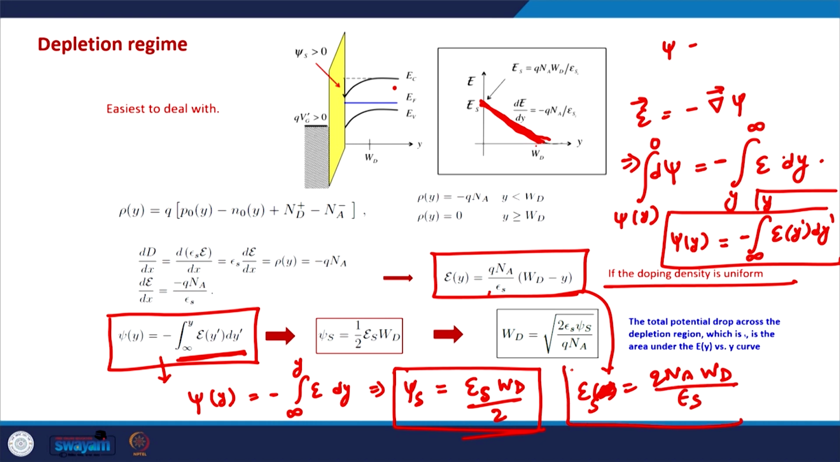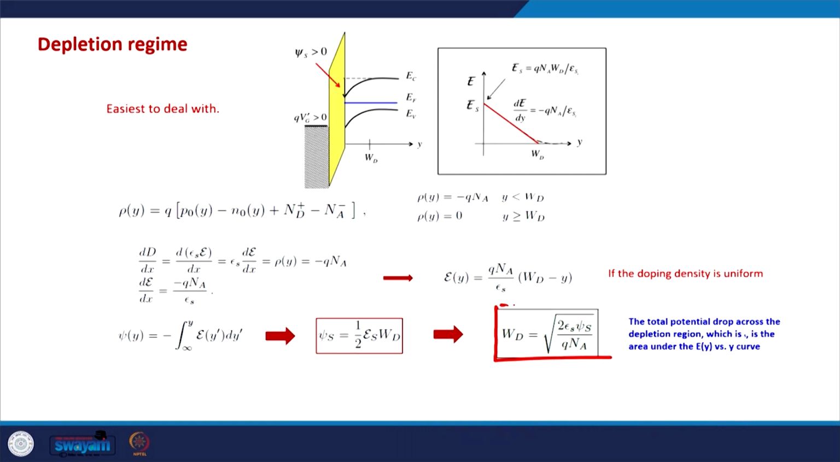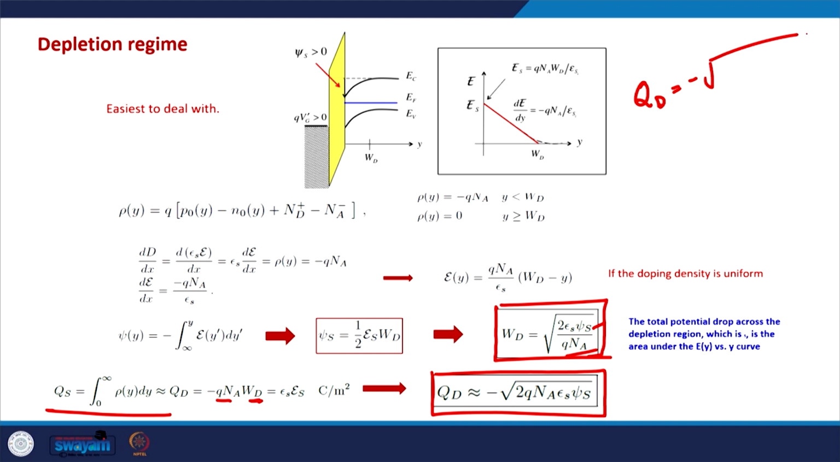Now, using these two expressions, in a way we have obtained Es in two ways. One is from this area under the curve, and second is from this integral, and by equating these two expressions we can find out a relationship between the WD value and the epsilon s value, and if we do a proper rearrangement, this is how it looks like. WD is equal to square root of 2 epsilon s psi s divided by q NA. And from WD we can also calculate the total depletion charge, which will be just an integration of this charge density, and it will be minus q NA times WD. So the depletion charge will be minus square root of 2 q NA epsilon s psi s.